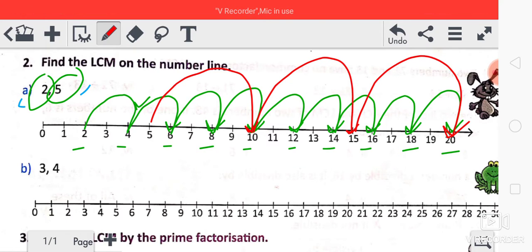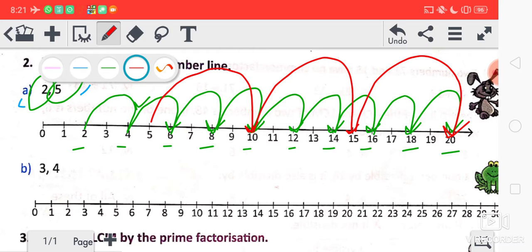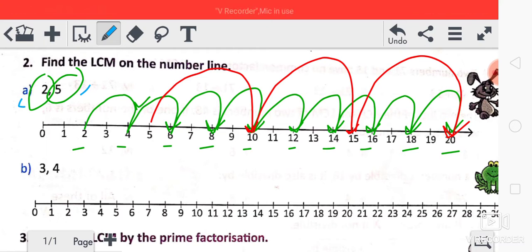Okay, now you can see both arrows. On which numbers are the red arrow and the green arrow both falling? Can you tell on which number both are falling? You can see here on 10 the red and the green arrow are both falling. Then on which other number? On 20 the red and green arrows are both falling.